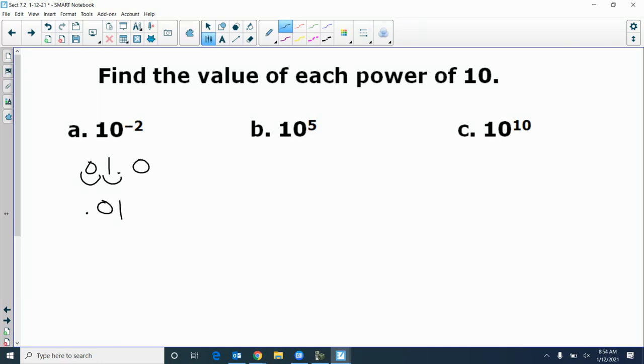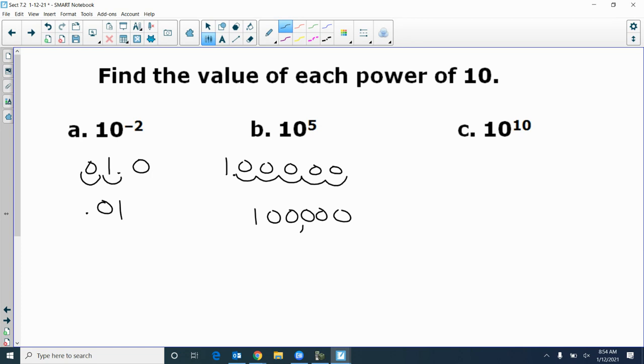10 to the 5th, start with the number 1. Okay, point, and then you move it 1, 2, 3, 4, 5, and I put in a 0 in each of those spots. So I get 1, 2, 3, 4, 5. That is 100,000. I think that was our bonus this year, Mr. Schiller.